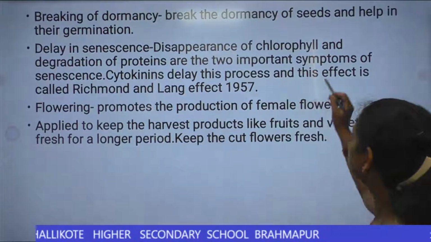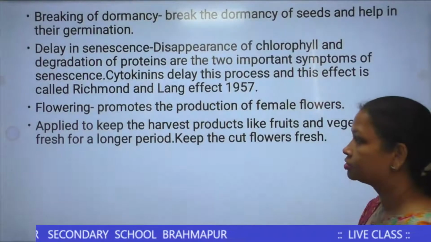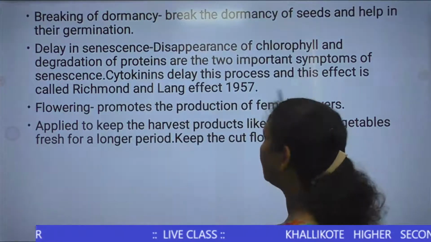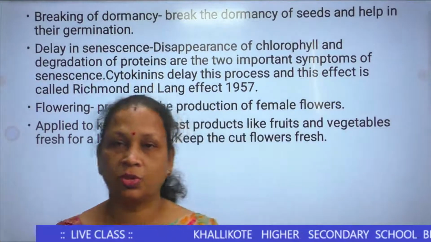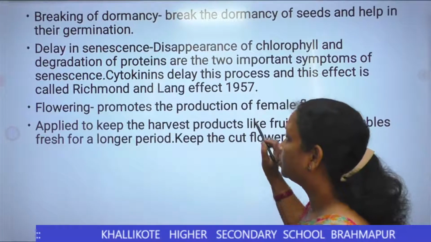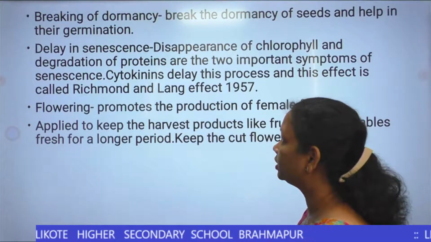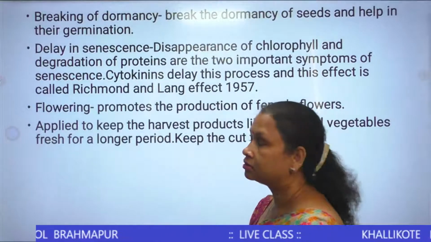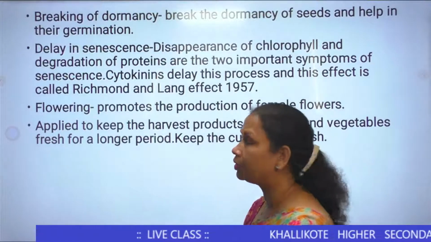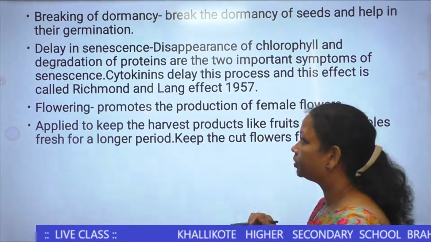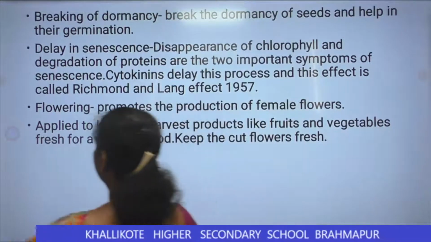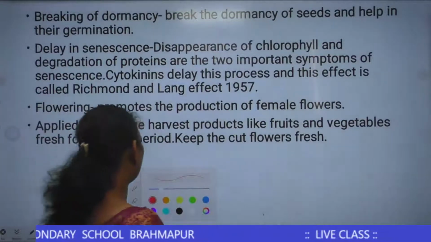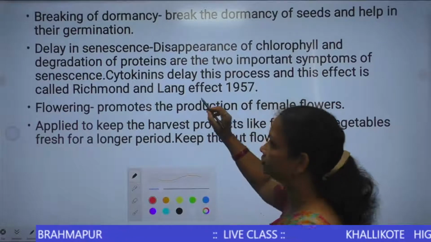So, going to the next activities of cytokinin, what happens for cytokinin? It also helps in breaking the dormancy of the seed and helps in its germination. Cytokinins are important to break the dormancy of the seed and help in germination. So, we store the seed. The seeds are under dormancy or in the resting period. Application of cytokinin will help to break that dormancy and help in division of the cells of the embryo so that the seed starts to germinate.